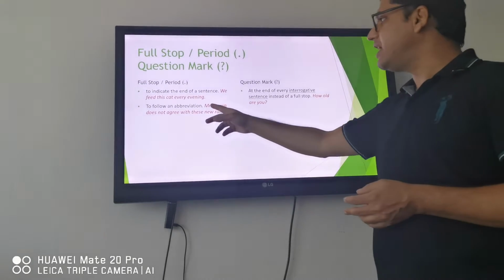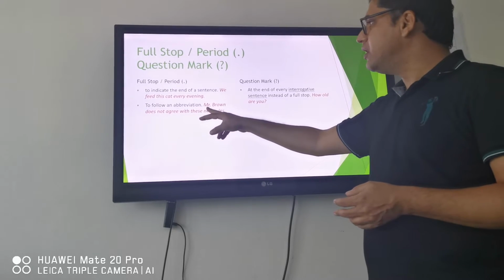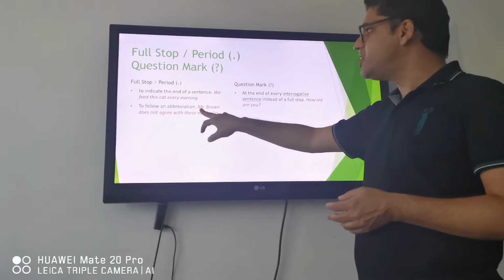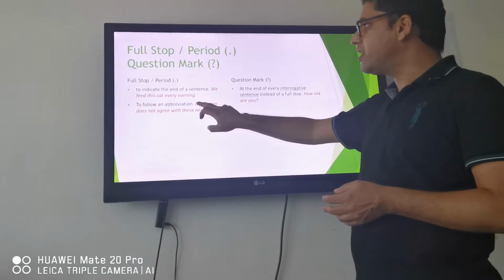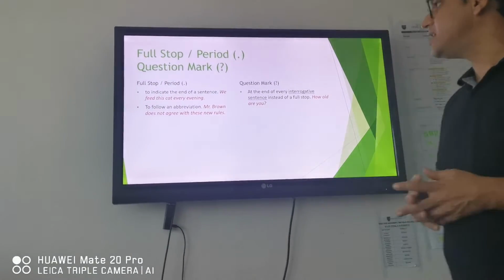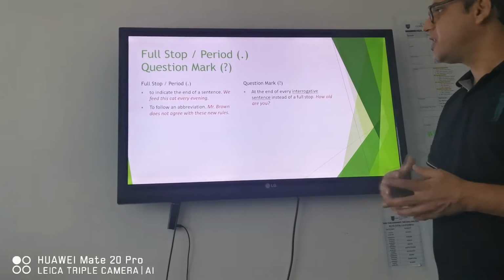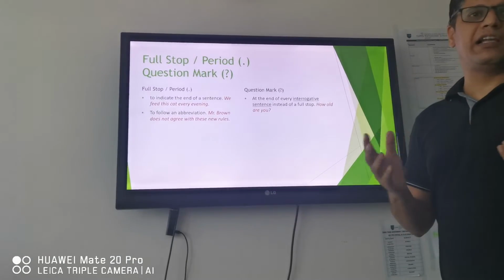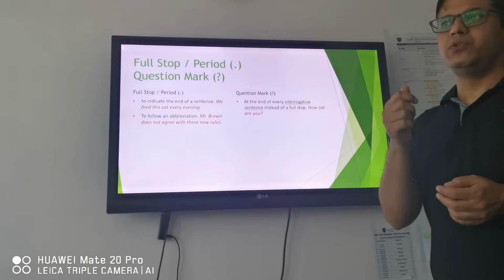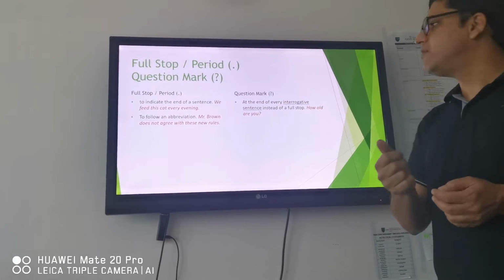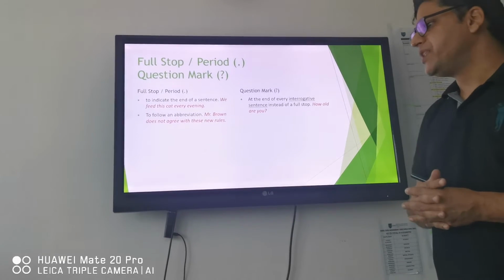Then an abbreviation, like Mr. Brown. So we use an abbreviation for Mr. After the abbreviation, we put a full stop to mark the end of the abbreviation. Question mark is very easy. When we are asking any question, we use the question mark to give a message to the reader that we are asking a question.